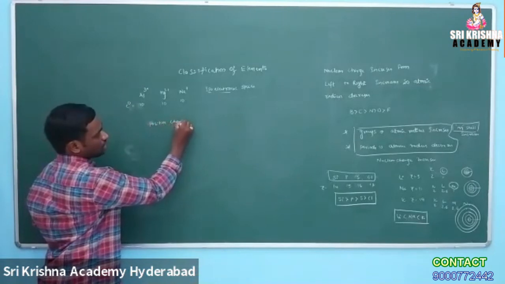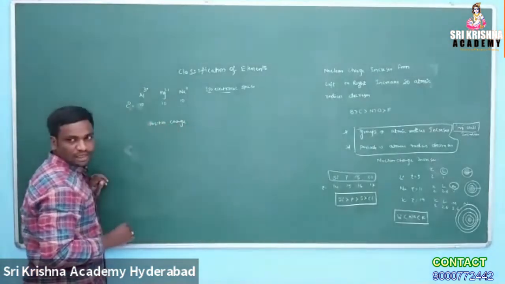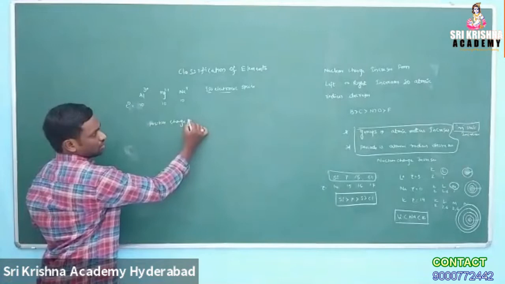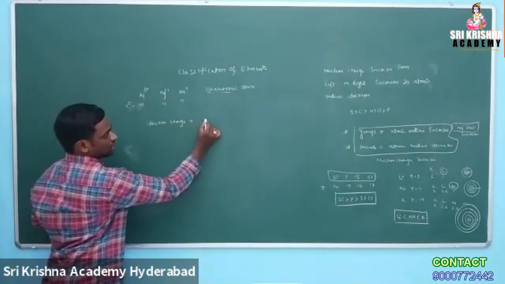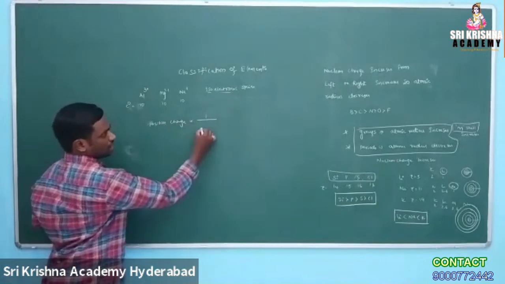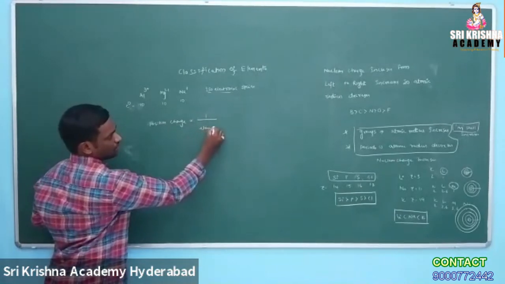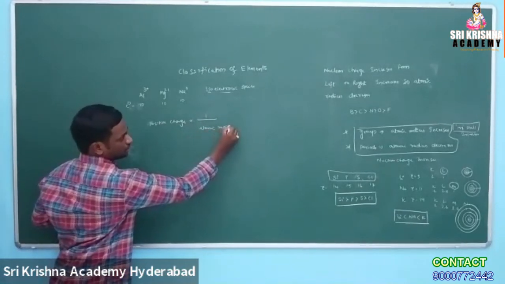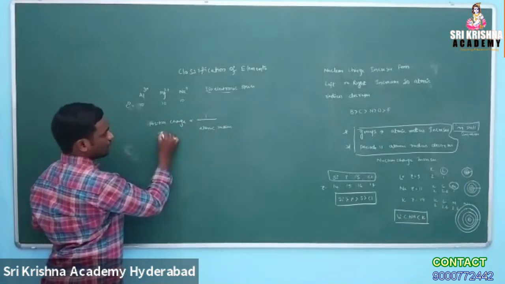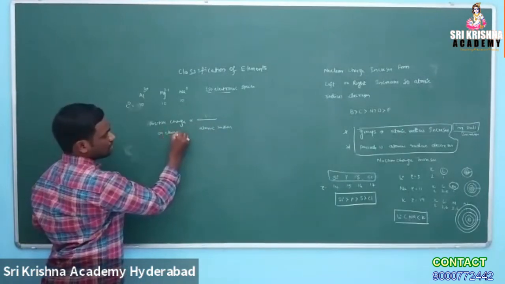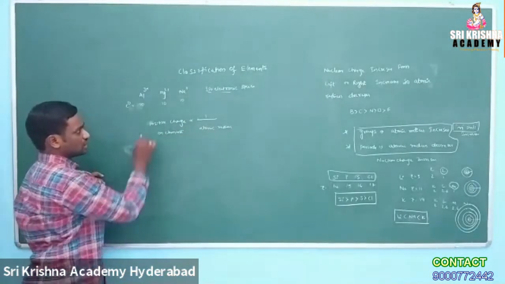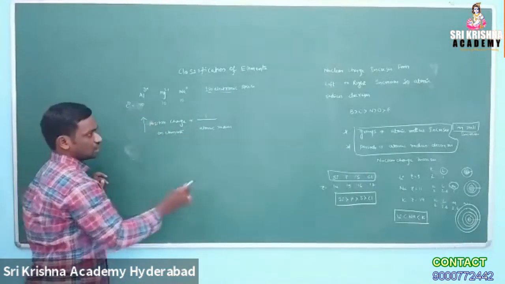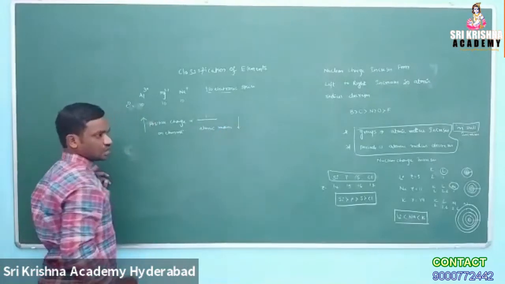As the positive charge on the element increases, the atomic radius decreases. Positive charge is inversely proportional to atomic radius. For any element, as the positive charge value increases, the atomic radius value decreases.